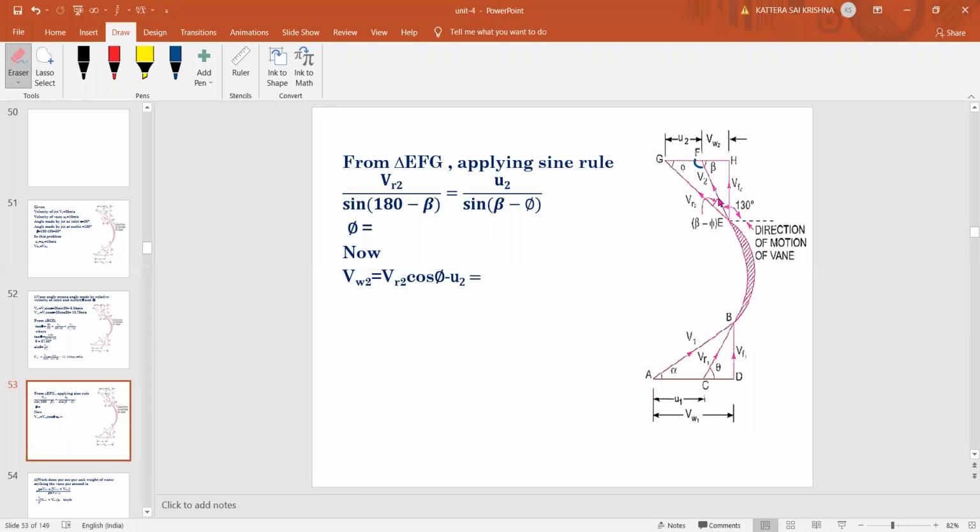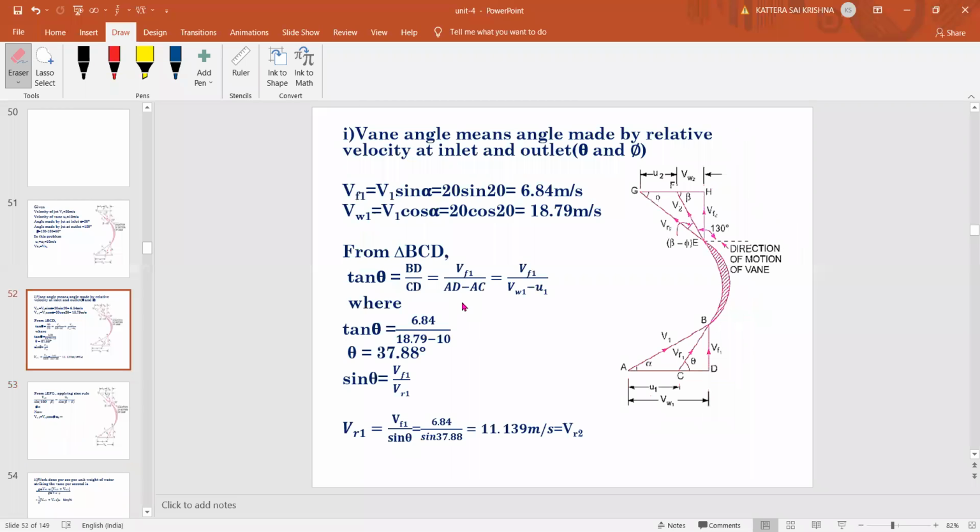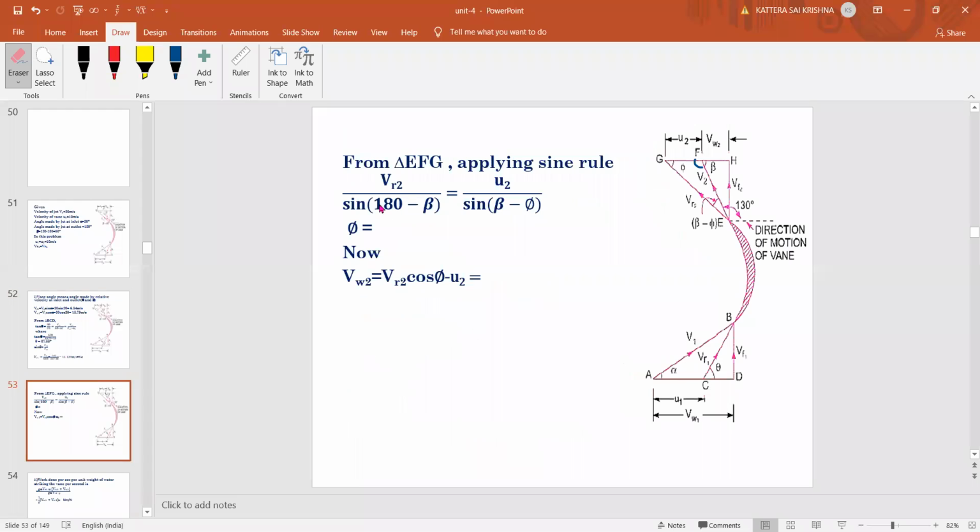Now we know this is beta minus phi. So U2 is the length here, opposite side, sine of the angle here, so U2 by sine of beta minus phi. Now we can substitute VR2, which we got as 11.139. So 11.139 by sine of 180 minus beta, which we have already calculated as 50, so 180 minus 50, equals U2, which is 10, by sine of 50 minus phi. Then you can find the value of phi. Just find the value of phi and inform me. Tell me the value.